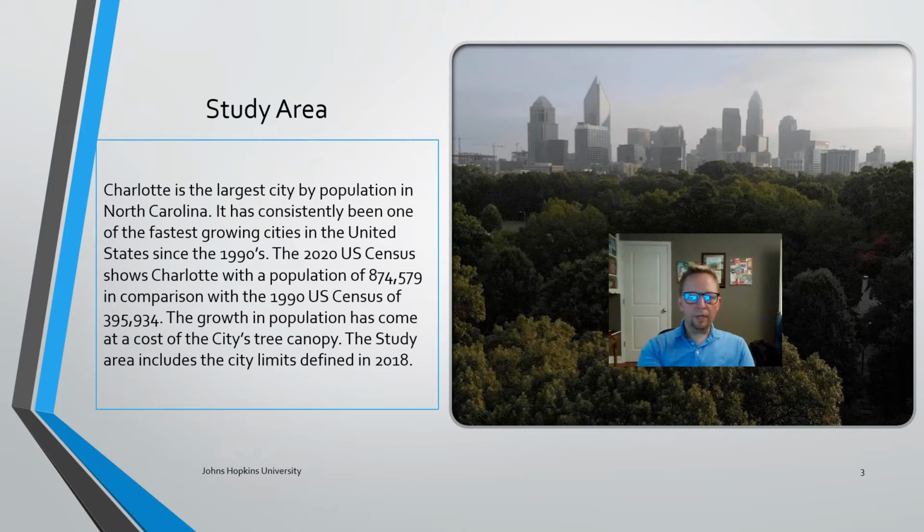So on slide 3, this is the study area. Charlotte is the largest city by population in North Carolina. It consistently has been a fast-growing city since the 1990s. The 2020 U.S. Census put the population at roughly 875,000 in comparison with right under 400,000 from 1990. So the growth in population has really come at a cost of the city's tree canopy. And the study area includes the city limits defined in 2018.